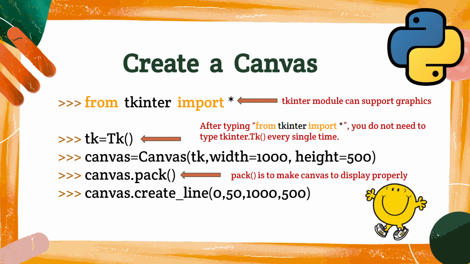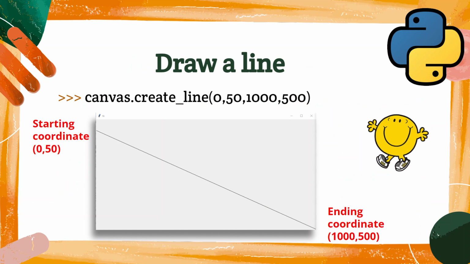The last line is to create a line. The first two numbers mean the starting point coordinate, and the last two numbers mean the ending point coordinate. Here is the screenshot of the canvas output. The y-coordinate is different from math y-coordinate, which becomes higher the greater the positive y value is. Instead, here, the greater the positive y value is, the lower it goes.